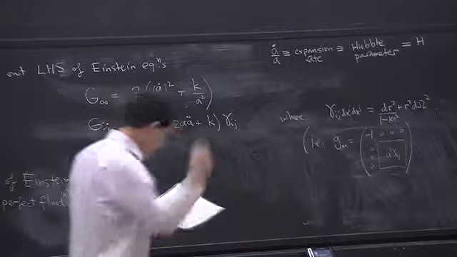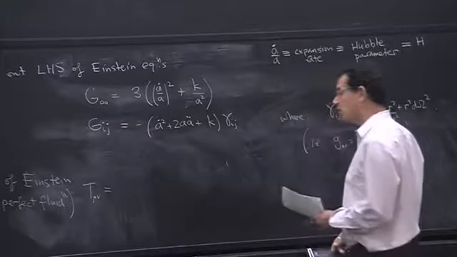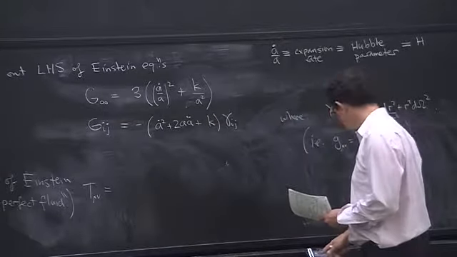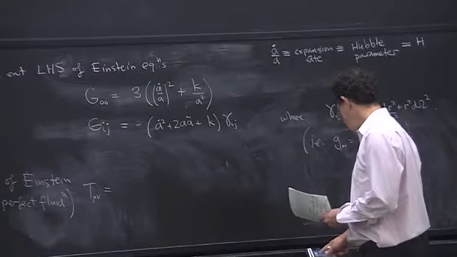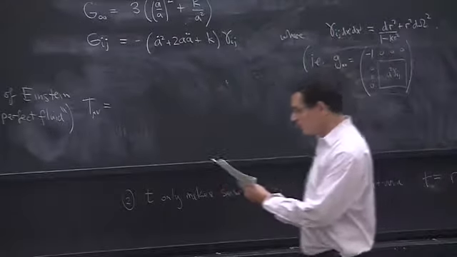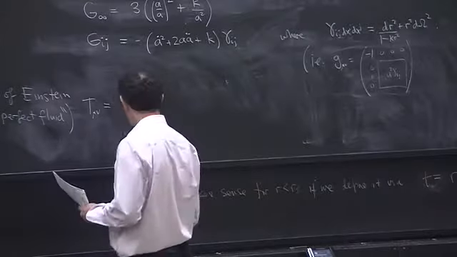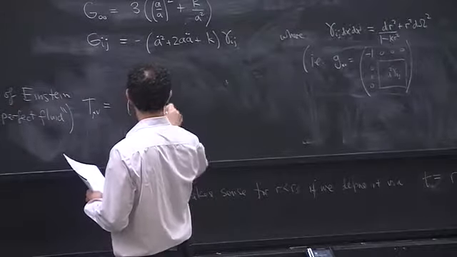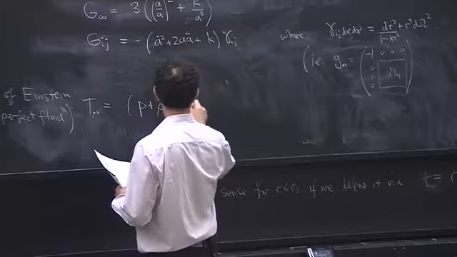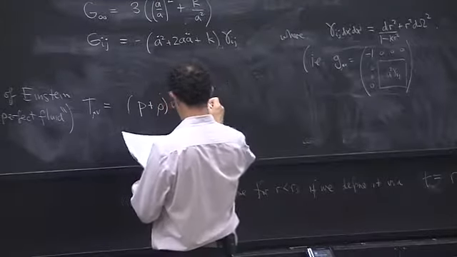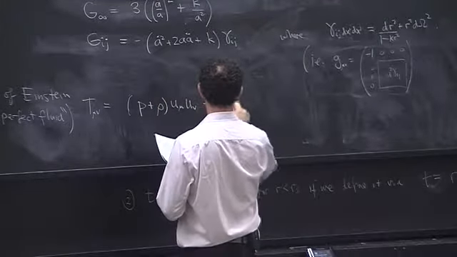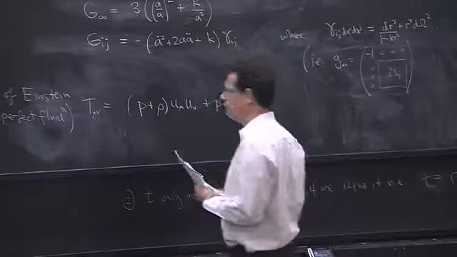And let me write it down and then justify why it's a perfect fluid. So T^{μν} for a perfect fluid is (P + ρ) u^μ u^ν + P g^{μν}.